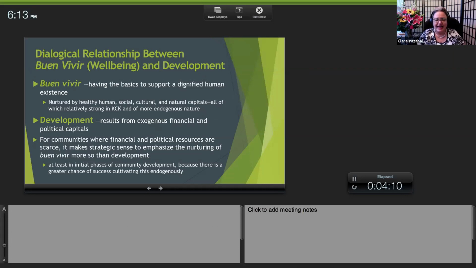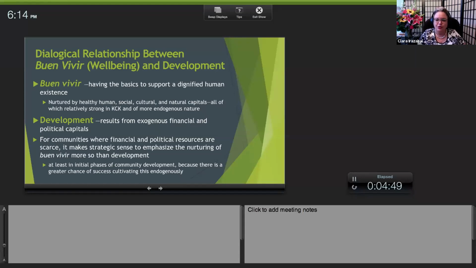So ultimately, we want to speak a little bit about the dialogical relationship between buen vivir, or this notion of well-being that mostly comes from indigenous communities in Latin America, and is the notion of living well within the biocapacity of your ecosystem, having the basics to support a dignified human existence. And this focus on well-being was nurtured by, and in turn nurtured, human, social, cultural, and natural capitals that were strong in the community and that were of a more endogenous nature.